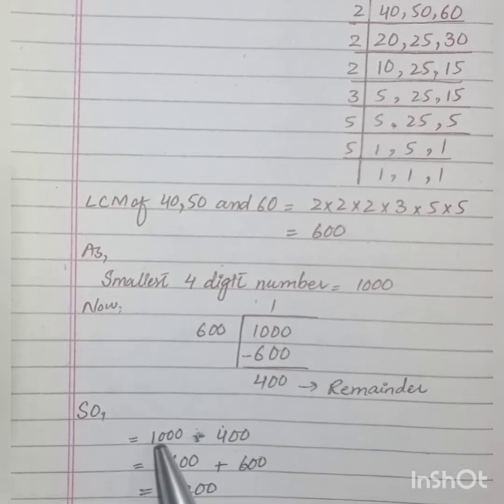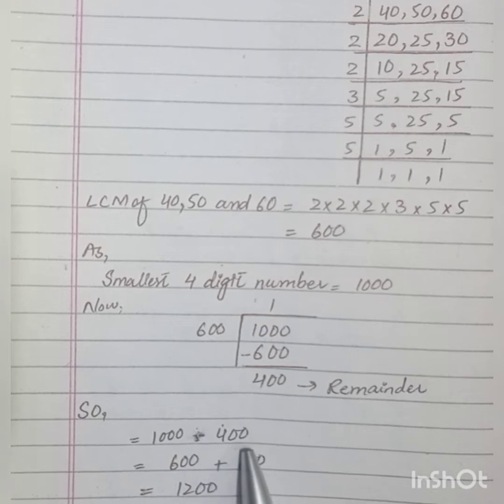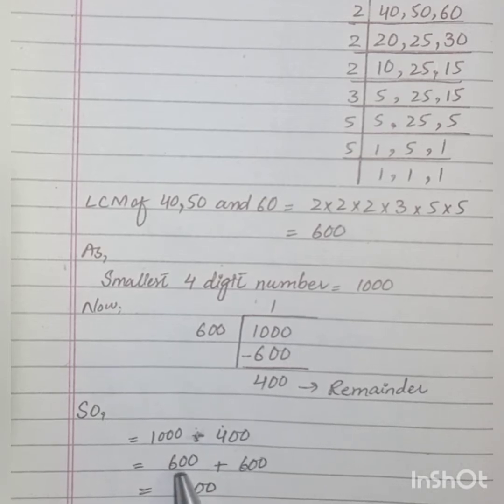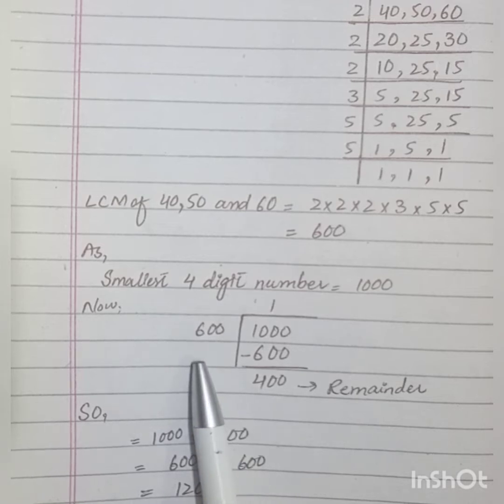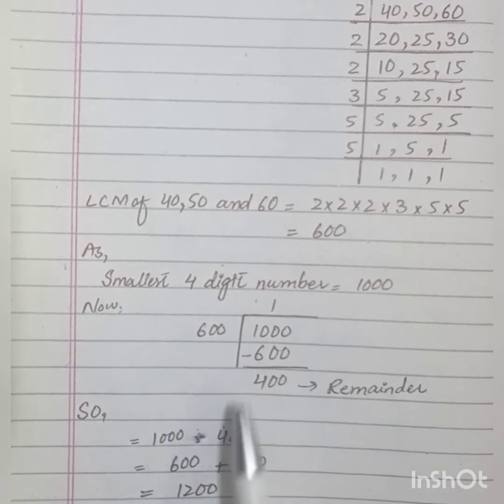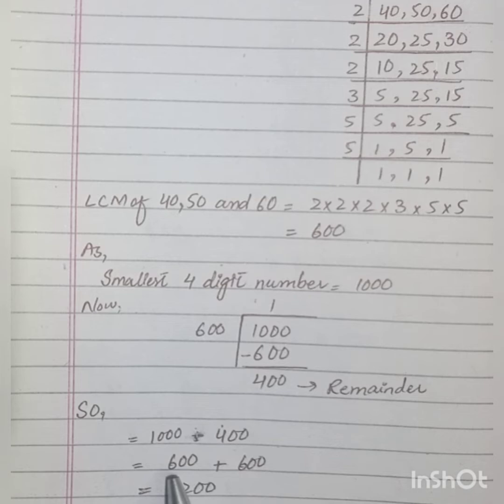Here you can see that 1000 minus 400 and the answer is equal to 600. Student, 600 is the number that is completely divisible by 600 and leaves no remainder. But you can see that it's not smallest 4 digit number, it's 3 digit number.